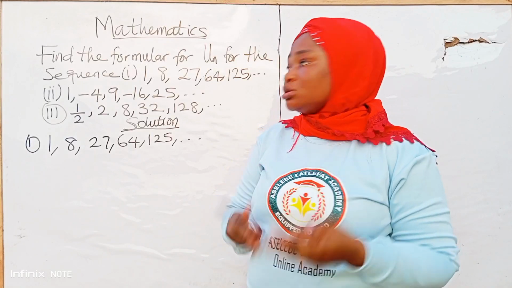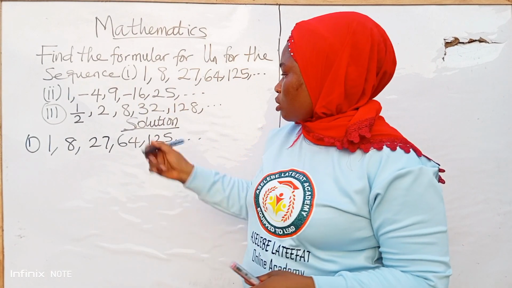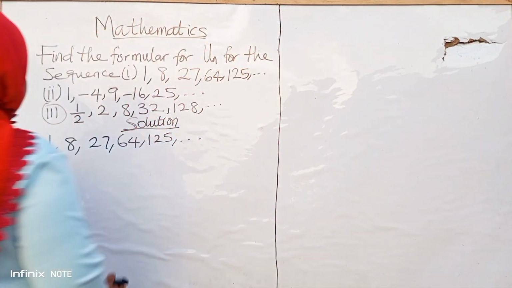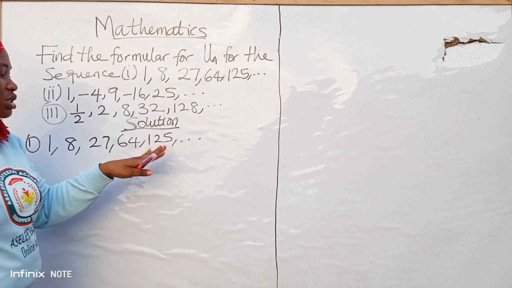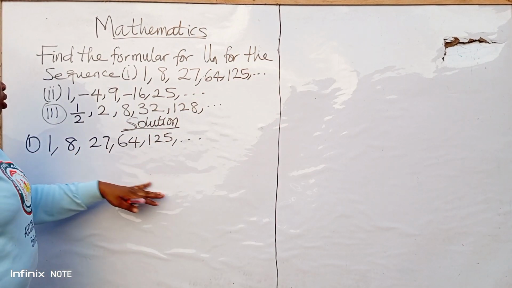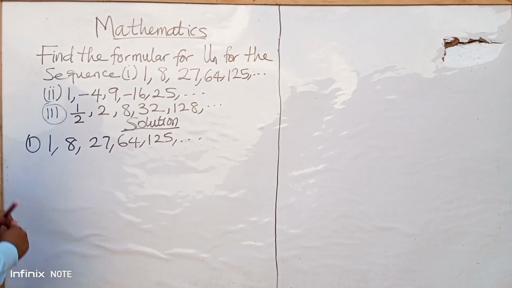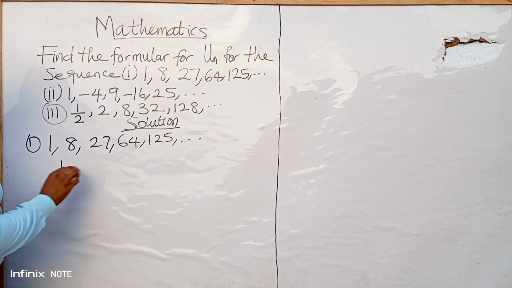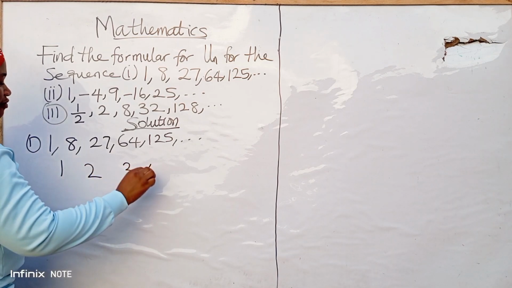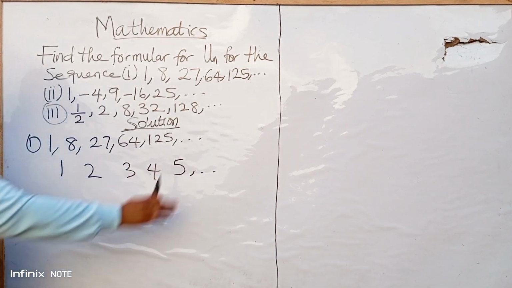In today's class, I want to show you how you can find the formula for the nth term of these sequences. The first one is the sequence 1, 8, 27, 64, 125. If you look at this very well, you can see that this is the cube of consecutive numbers, in the sense that we have 1, 2, 3, 4, 5, and so on. So here are the consecutive numbers.